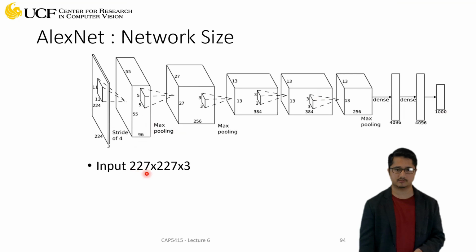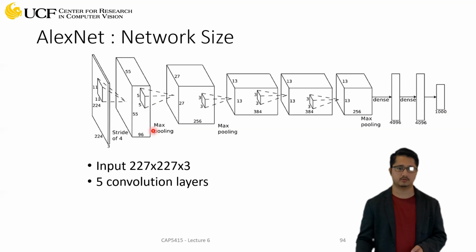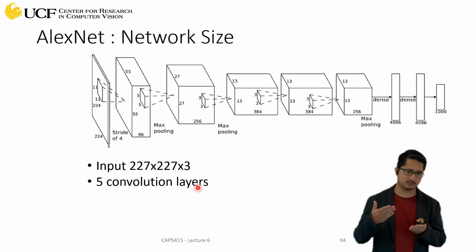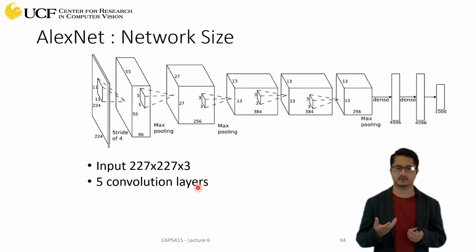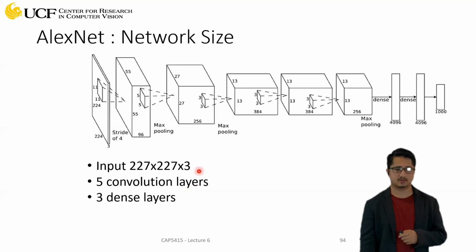Input, as I said, is 227 by 227 by 3. That's the input image. In total, we have 5 convolutional layers. All right, 1, 2, 3, 4, and 5. And these volumes are the output of those convolution layers. And a convolution layer, you know, is nothing but a set of kernels. So to define a convolution layer, you should know what is the size of a kernel and how many such kernels you want. We have 3 dense layers.